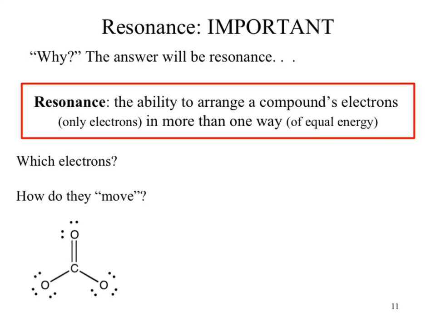Okay? So resonance is the ability to rearrange a structure's electrons, and only the electrons, in more than one way. We do also have this equal energy caveat, which pops into it. So the question then becomes, well, what electrons can we move? Any ideas?